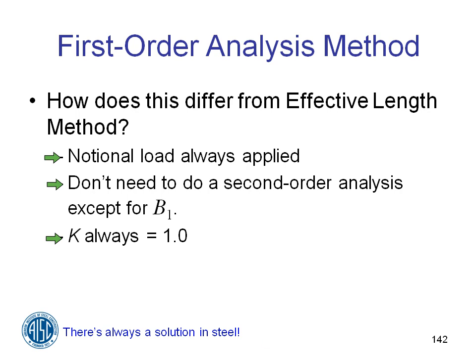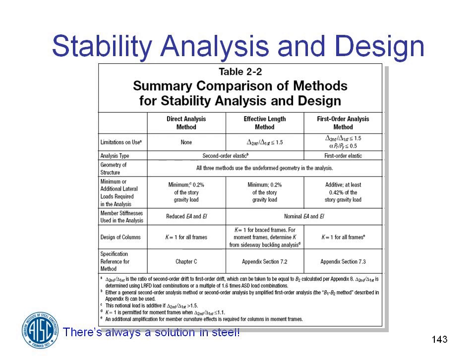Now in terms of summarizing all of this, there are a number of places that you can go to get a summary of the methods. Table 2-2 in the manual is one of those places. It shows the direct analysis method, the effective length method, and the first order analysis method. It gives you the limitations and describes the primary differences.